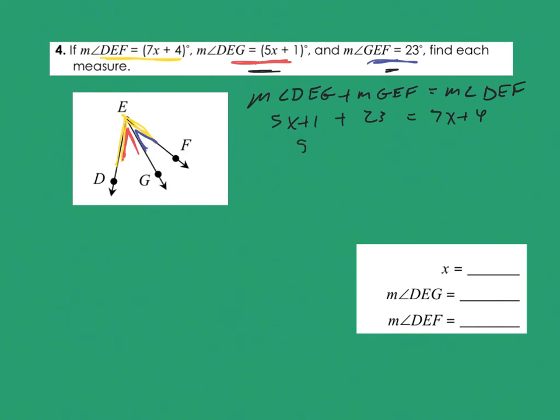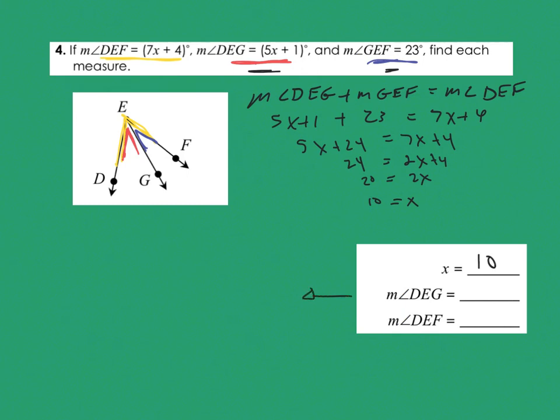Combine like terms. So 5x plus 24 is equal to 7x plus 4. Now, we want to move our x's to one side, so I think we'll subtract 5x from both sides, and we get 2x plus 4 equals 24. If we subtract 4 from both sides, we're going to get 2x equals 20. Divide by 2, we'll get x equals 10. Now, you should be showing all your algebra. I'm just shortcutting due to space, and so I have x is equal to 10.